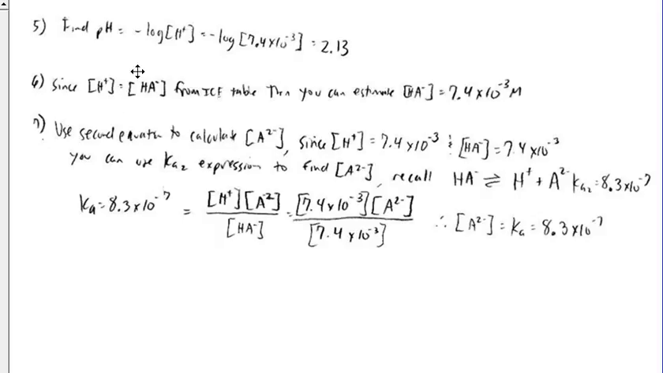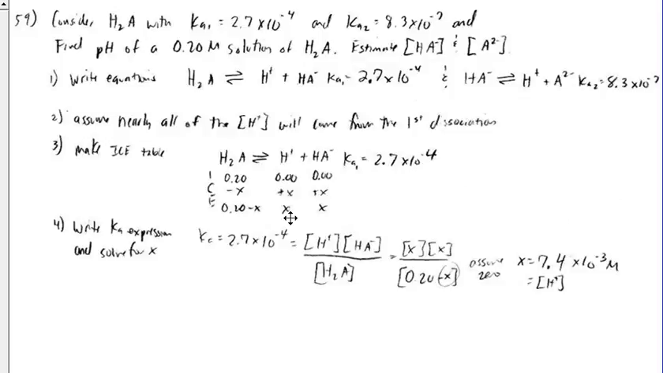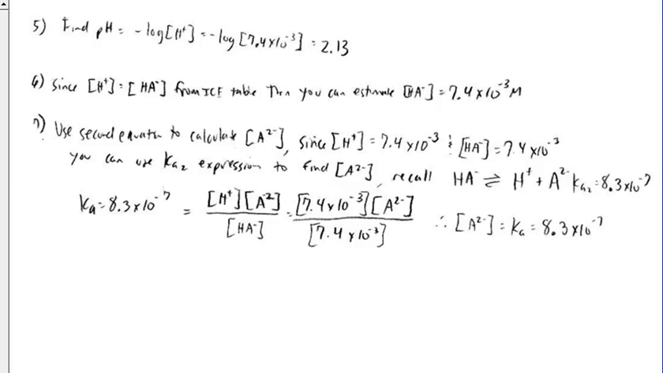H plus will actually equal the concentration of HA minus, and that might not be obvious right away, but if you look at the ICE table, then you can figure out what the HA minus would be. So if we go back for a second, H plus came out to be 7.4 times 10 to the negative third, and HA minus was x as well, so it should be 7.4 times 10 to the negative third also. You can use the second equation that we had from before, which is the HA minus dissociating to become the H plus and A2 minus, and the second Ka that we have, to then further go on and find out what the A2 minus concentration is.